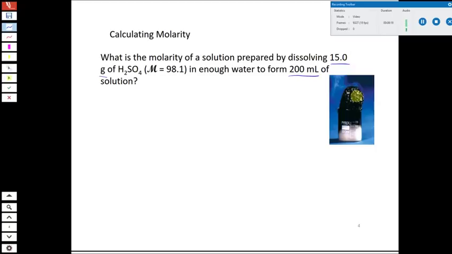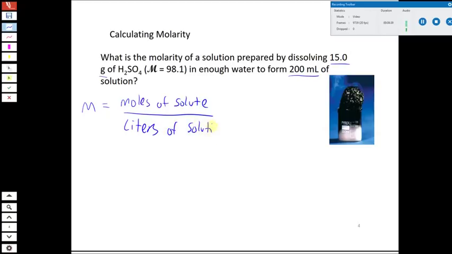But anyway, we're just here trying to find the molarity of the solution. So anytime we need to find molarity, if it's not given to us and that's what we're looking for, we have to remember the definition, which is moles of solute divided by liters of solution. So there's going to be 2 parts to this. We're going to need to find both of these terms and then divide them.